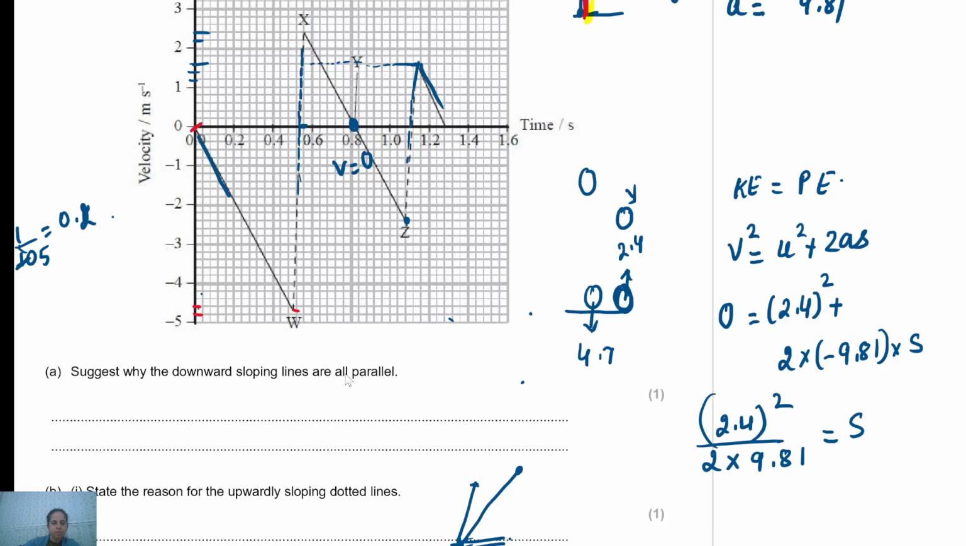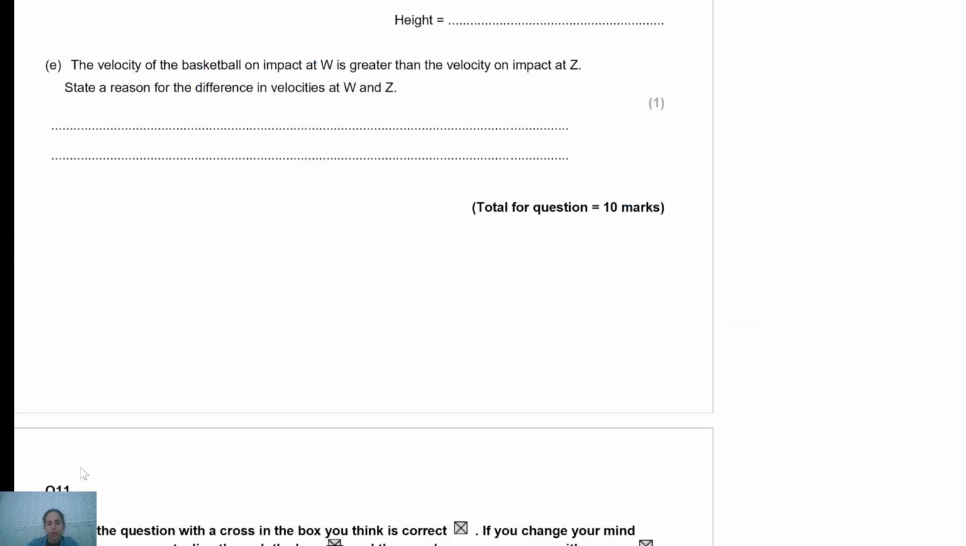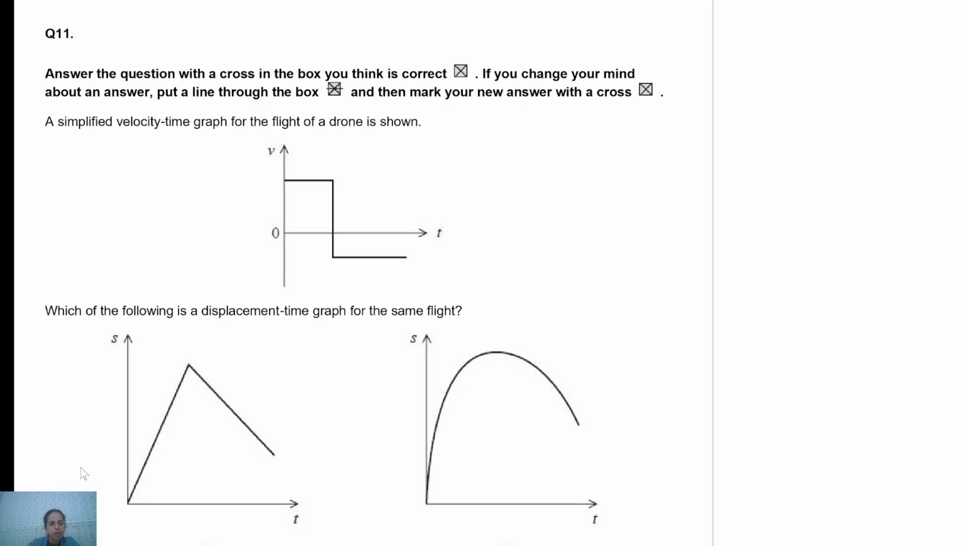Why? What is the reason for this difference? It's because the elastic potential energy of the basketball is wasted as thermal energy, or energy is lost as heat. Anything, you can just ask where is the energy going. So that's all you need to know. Okay, let's do this one.